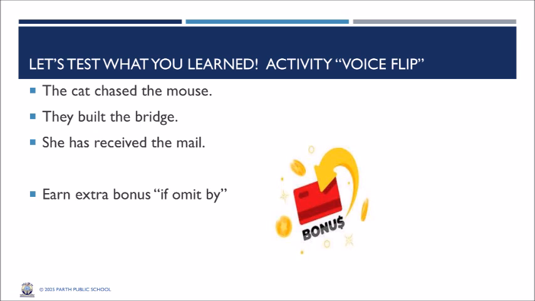Let's change them, right? First sentence. The cat chased the mouse. The mouse was chased by the cat. They built the bridge. The bridge was built by them. She has received the mail. The mail has been received by her. But in which sentence can we skip "by"? I leave you with this thought.